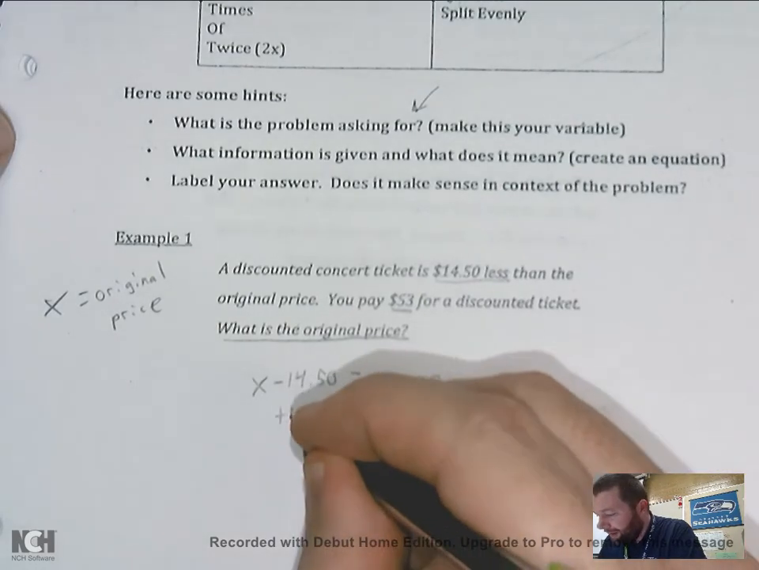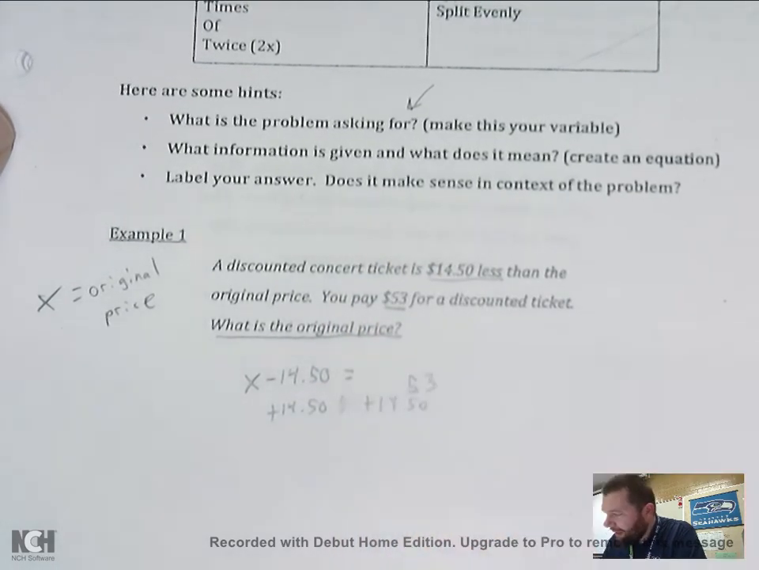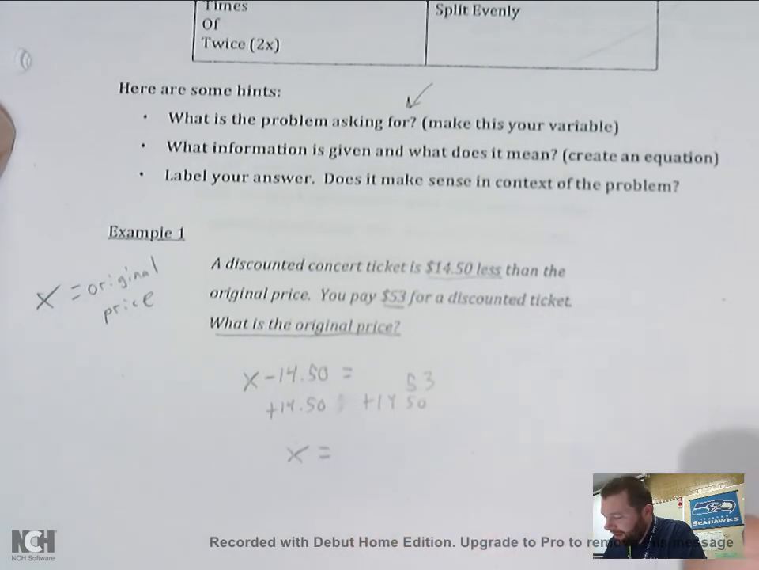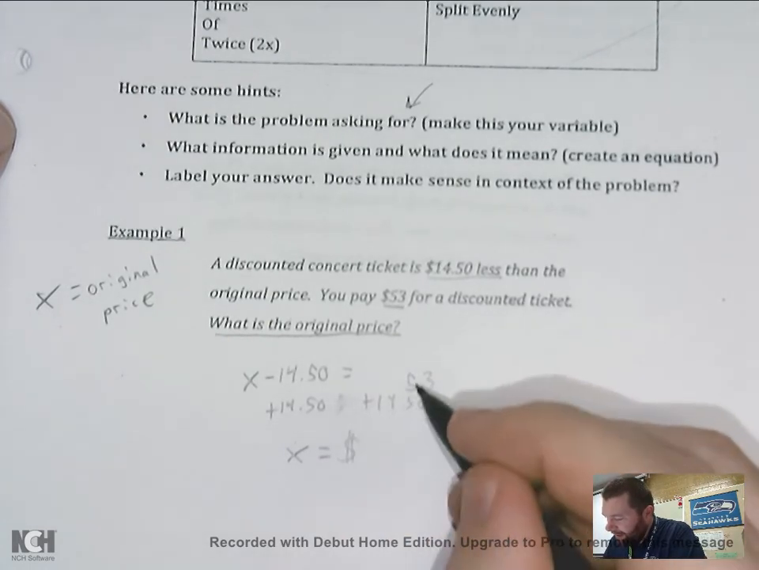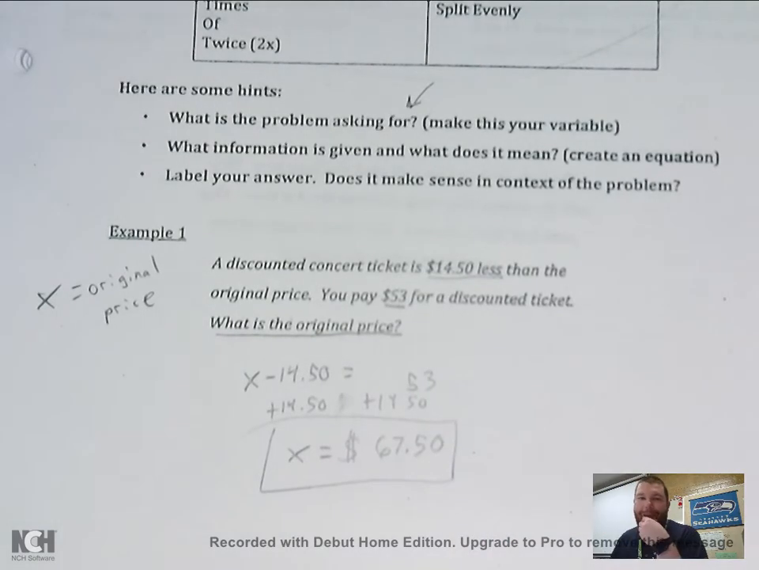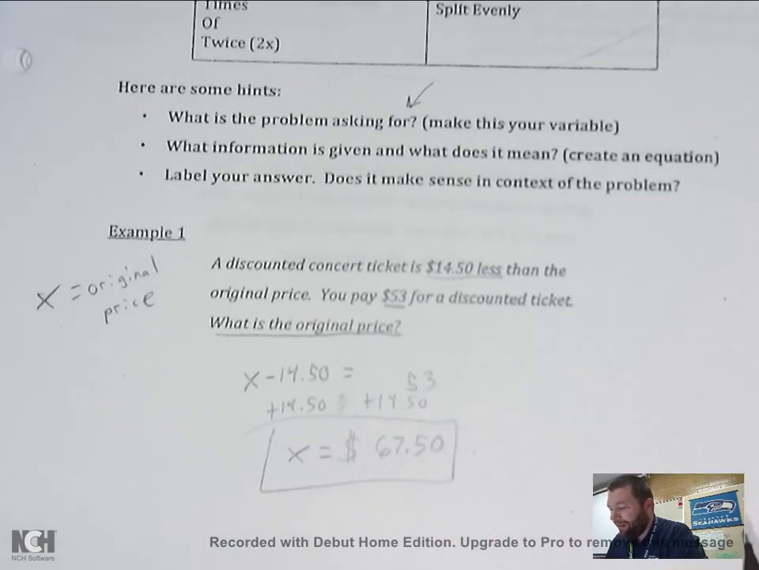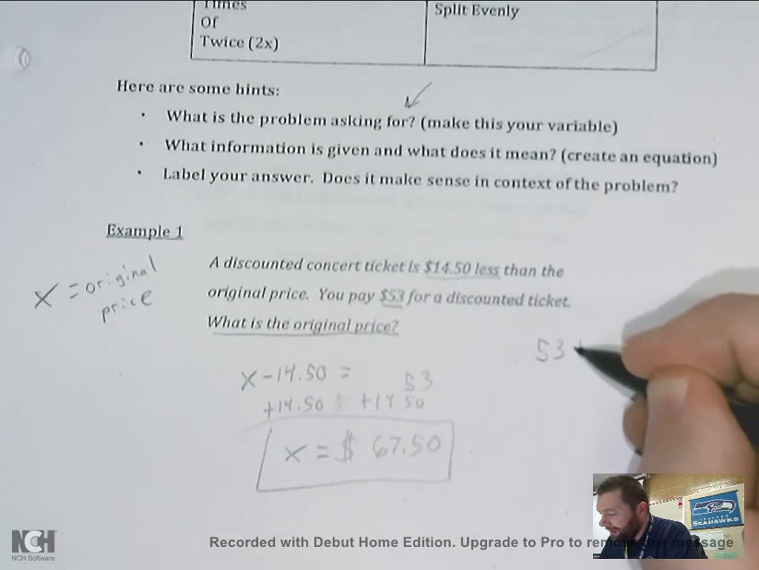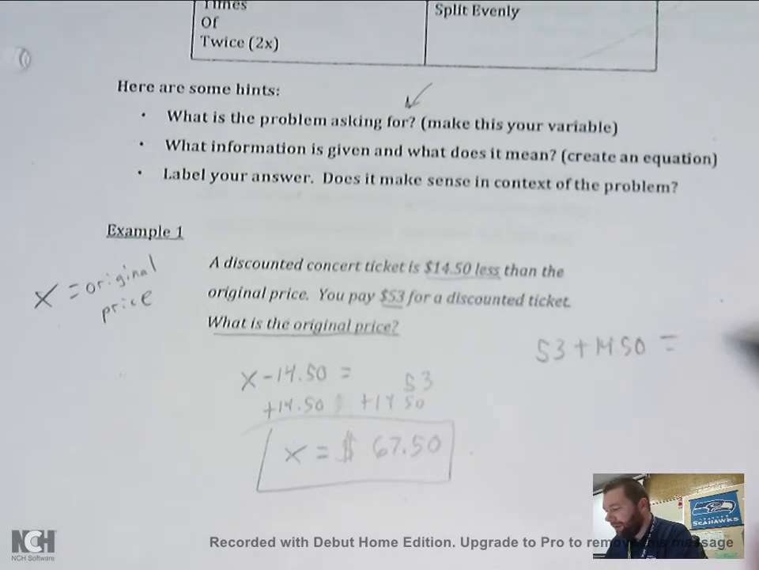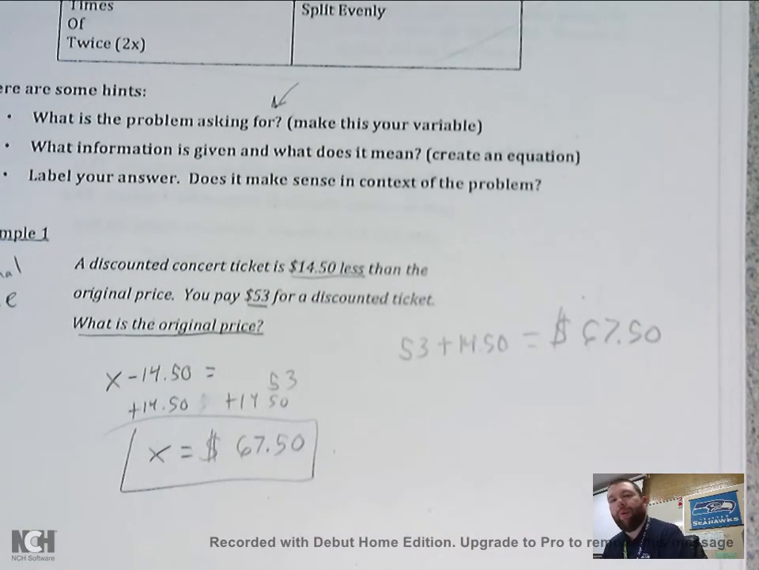So to solve this, I would just add $14.50 to each side. That's going to give me an original price of $67.50. There's my answer right there. Now, let's say I didn't want to worry about this variable stuff. If I were to just look at this and say, well, the discounted ticket is $53 and it's discounted $14.50 from the original price, then I just need to add those two things together, right? So I could just set it up like this, 53 plus $14.50, and then figure out what that is, which is $67.50. You'll notice that's the same math that I just did, but if you don't want to set up the equation, that's one acceptable way of showing your work.